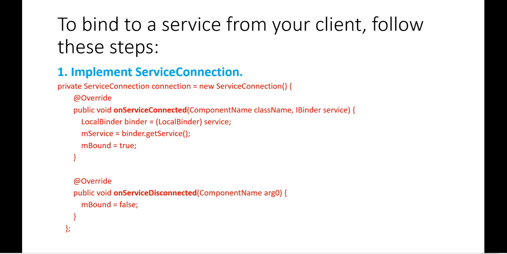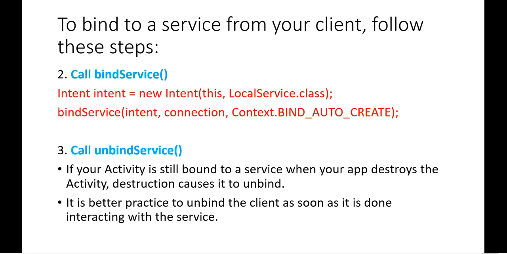So here is how we implement a bound service. First we have to implement a service connection by using this code. We have to define a service connection which contains the onServiceConnected method and the onServiceDisconnected method. This onServiceDisconnected method is called when the app or the service unexpectedly stops, but it is not called when you unbind the service. So when you purposely unbind the service, then onServiceDisconnected will not be called.